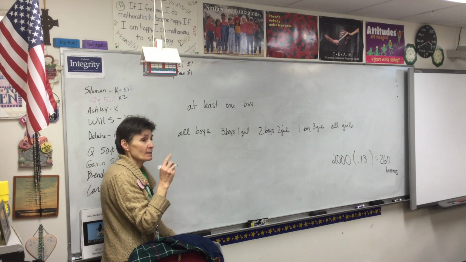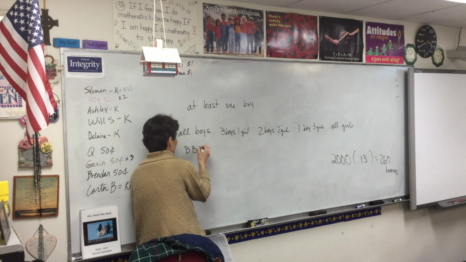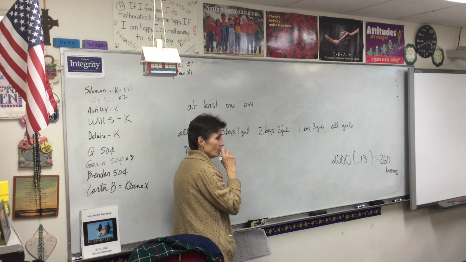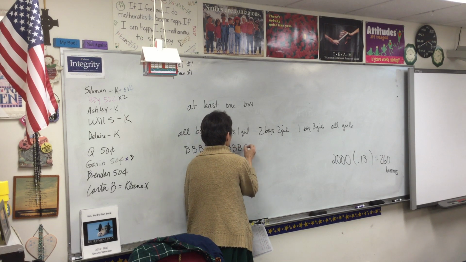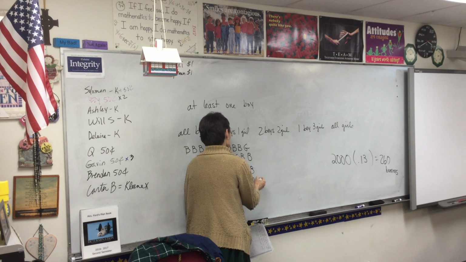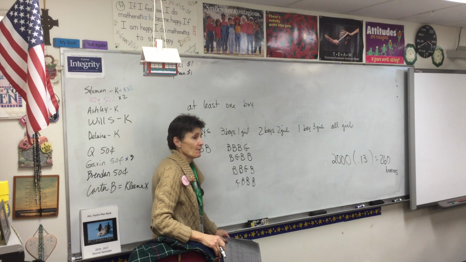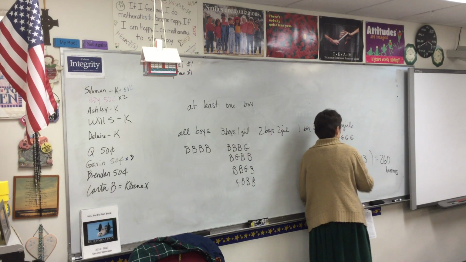Now, here's the issue. This one's easy because this would be boy, boy, boy, boy. But when we say 3 boys and 1 girl, there are different orders. It could be boy, boy, boy, girl, or boy, girl, boy, boy, or boy, boy, girl, boy, or girl, boy, boy, boy. I don't really want to go through all of these because there's going to be a bunch. The one on the end is easy. This would be girl, girl, girl, girl. There's only one order for that.